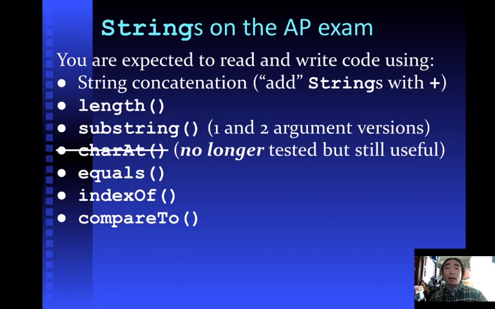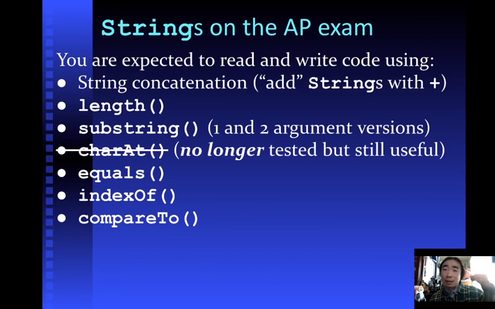On the AP exam, you are expected to know these functions, operations with strings. The first one is called string concatenation. That's putting two strings together. I've only seen computer scientists use that word concatenation versus putting things together. I haven't seen it in any other context. So that's using the plus operator with two strings, adding strings. And we'll see some examples of that.